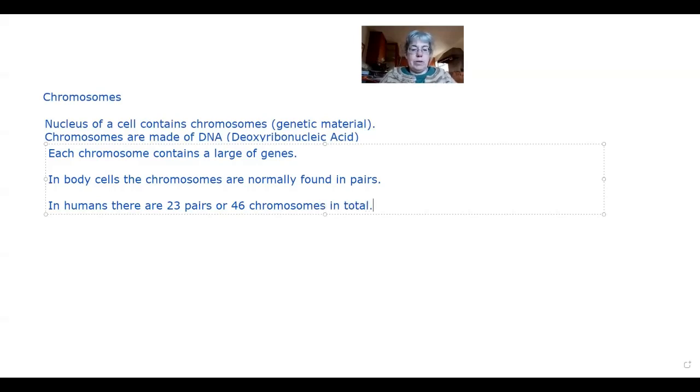Sometimes it goes a bit wrong and you end up with extra bits or lacking bits and things like that, and that causes genetic diseases. And every species has a different number of chromosomes, and that's why they can't generally mix up. Okay, you can't interbreed. Be quite interesting, really, but no, you can't interbreed.